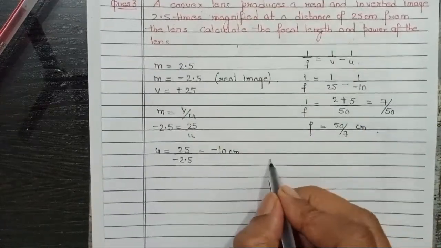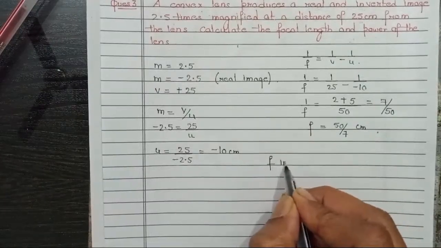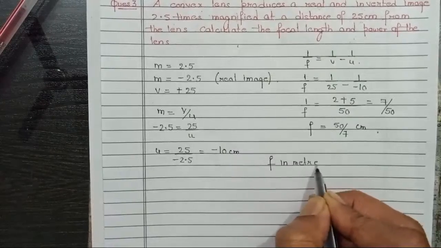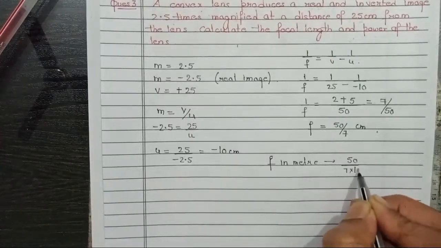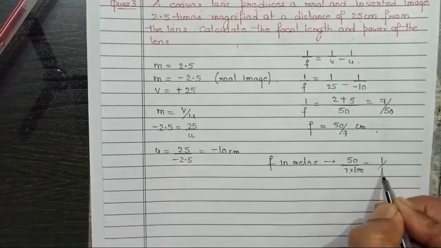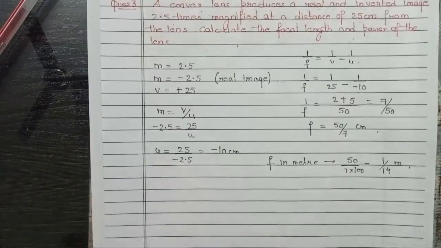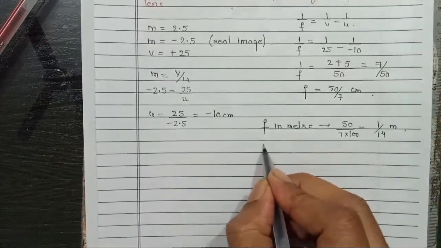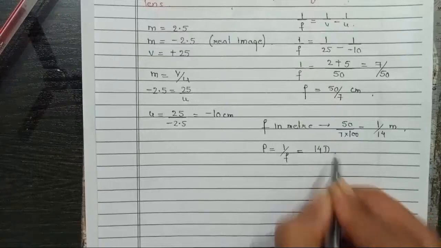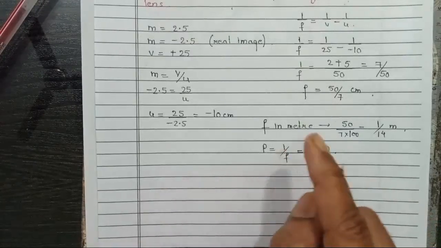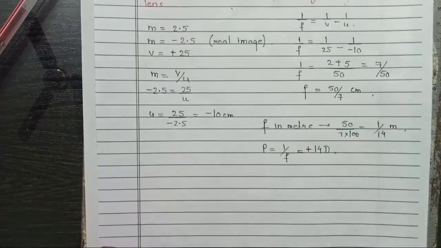Now to calculate the power of the lens, first you need to convert the focal length into meter. Focal length is 50 by 7. You will divide it by 100 and it will be converted into meter. After converting the focal length in meter, now you can take a reciprocal of it and you will get the power of the lens. So that will be 14 and the unit will be diopters. Now as it is a convex lens, you will be taking the plus sign with the power. So power will be positive.